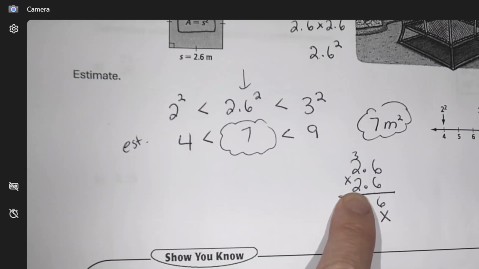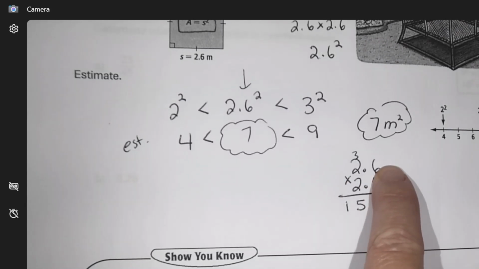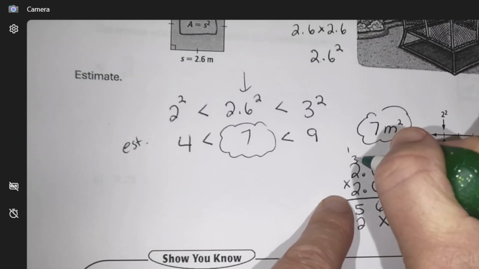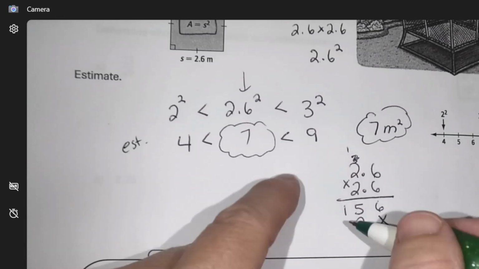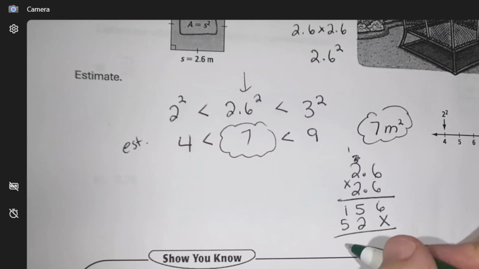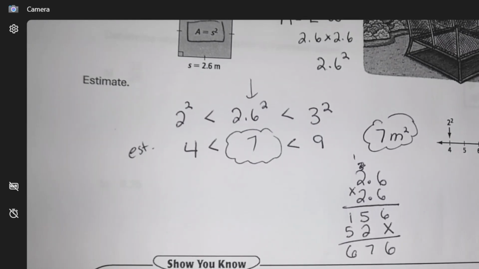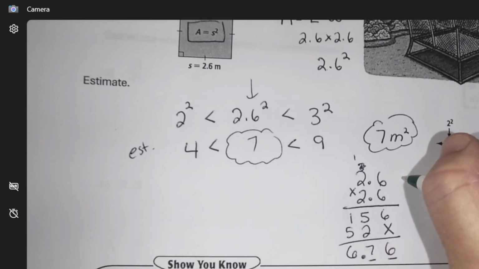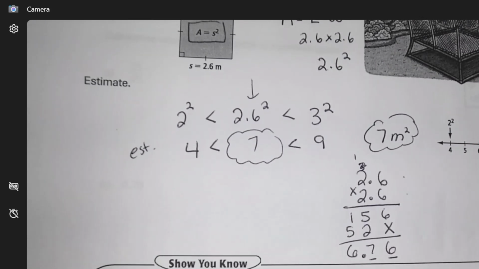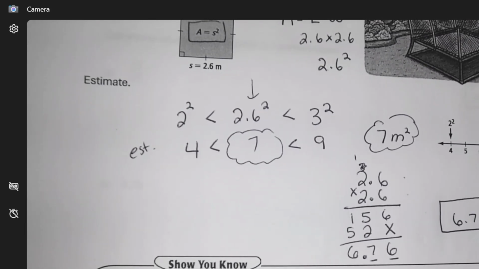Now we're going to jump over to this 2. So we jump over a place. 2 times 6, 12. 2 times 2, 4, and 1 more, 5. So how many decimals should I have in this final answer? I need 2 decimal places because I had 1 on this one and 1 on this one. So the actual area, we're pretty close. We're good guessers.